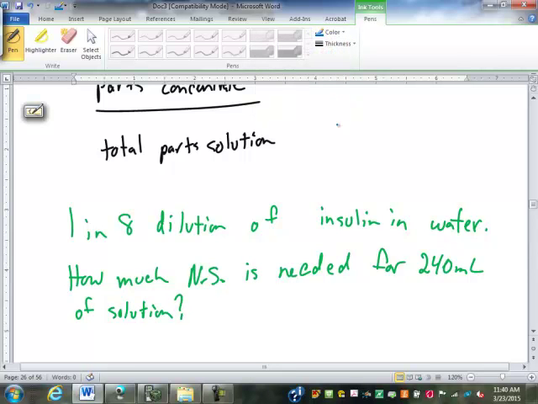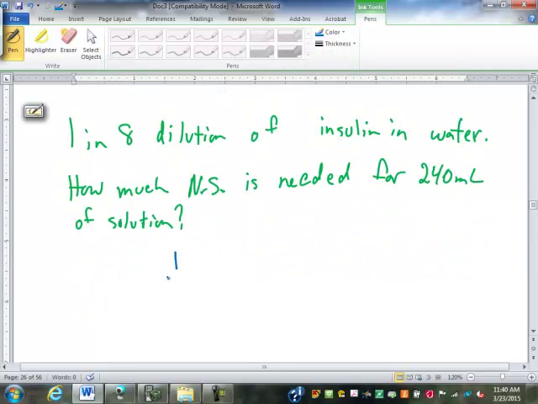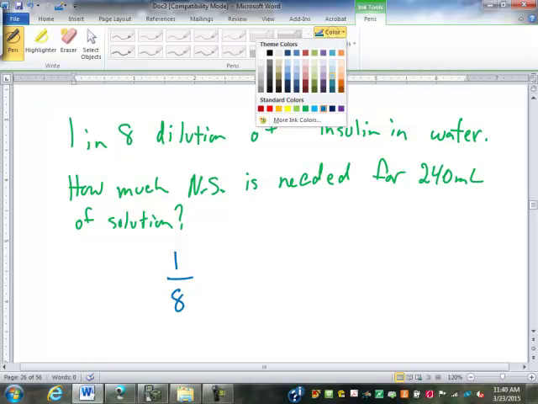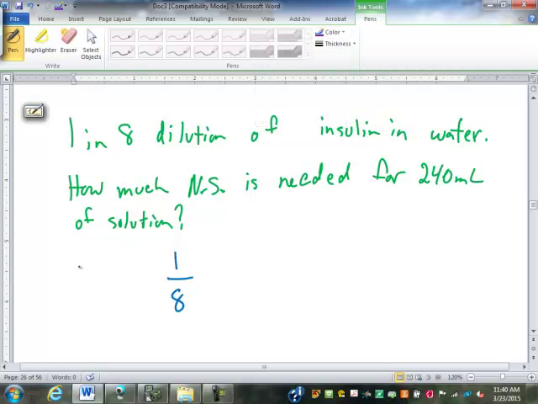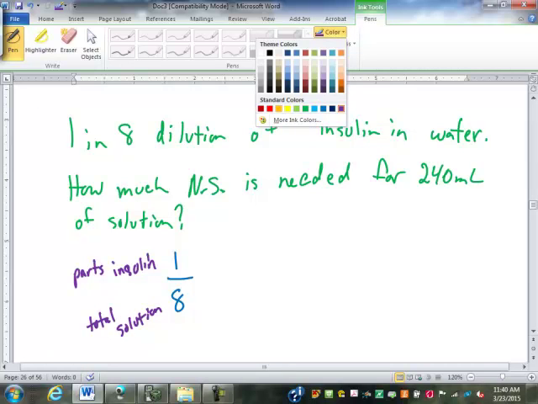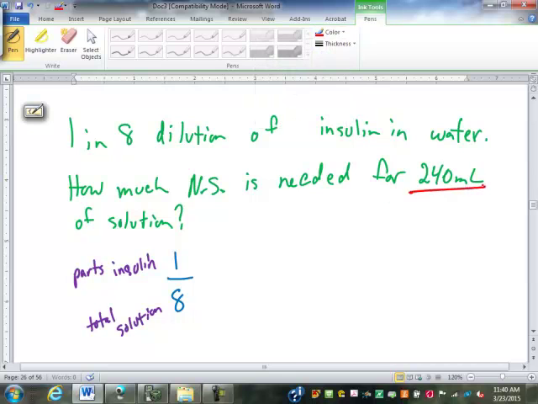So if we're looking at that 1 in 8 dilution, I always start out by writing my ratio, 1 in 8, and then labeling it. The 1 represents the parts of the concentrate, in this case, the parts of the medication. It's the parts of insulin. And the 8 represents the total solution.